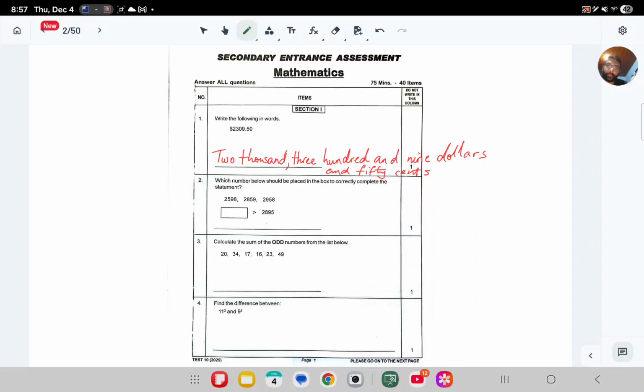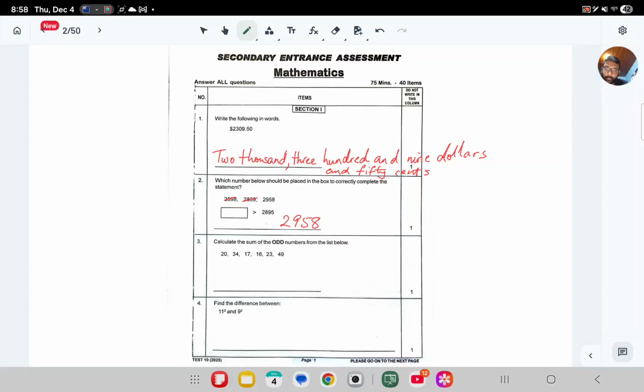Number 2, which number below should be placed in the box to correctly complete the statement? So we need to find some number that is more than 2,895. From the list given there, we know this is smaller, this is smaller, so therefore 2,958 is more than 2,895.